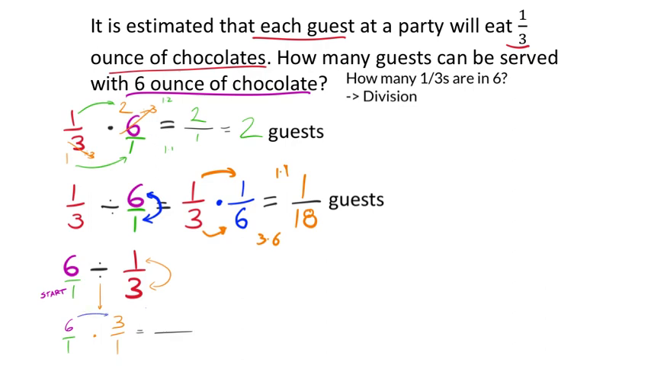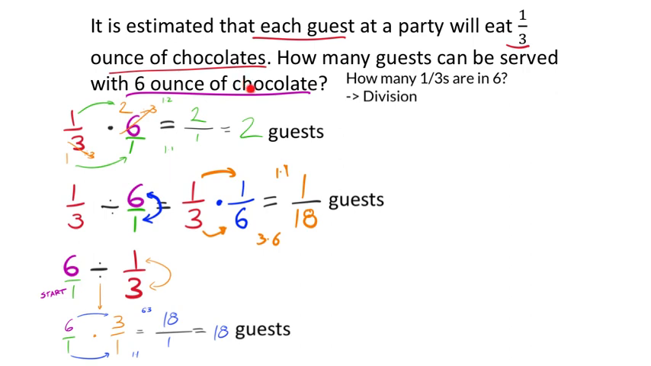6 times 3 in the numerator is 18. In the denominator, we got 1 times 1, which is 1. And then I would just pretty much say, well, this is just going to be 18. And yes, we already know the label for this one is going to be guests. So take guests, label, put it down here, 18 guests. Now let's think about this one too. You got 18 guests. Does this make sense?